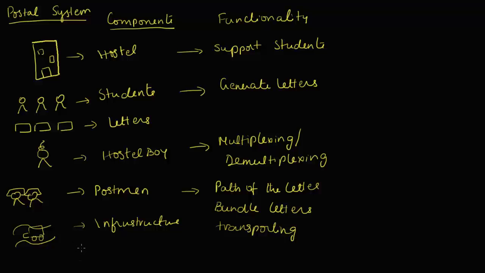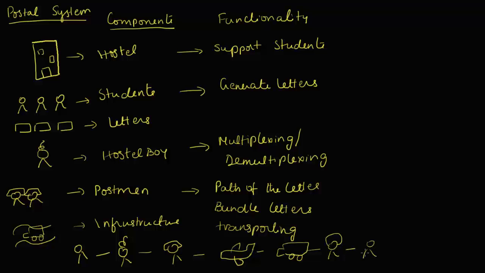So the actual path of the letter, it goes from the student to the office boy to the postman, maybe over an aeroplane, and then maybe a truck, all the way to another postman who is going to deliver it to the person at the other end. So as you can see, the system has a lot of components which execute different functionality to finally get the letter from one person to the other person.